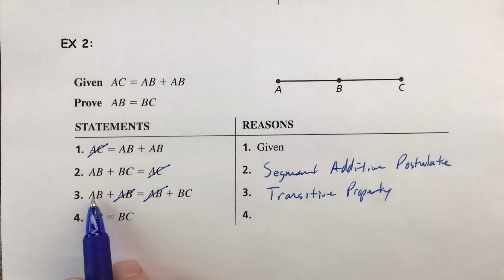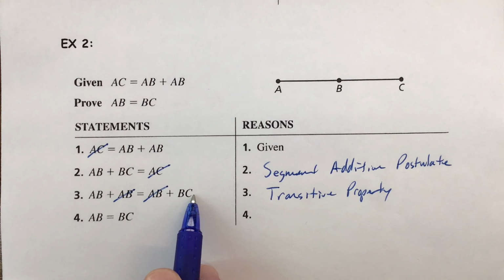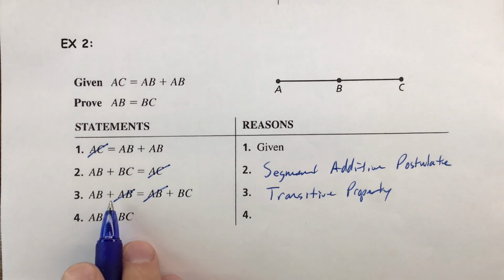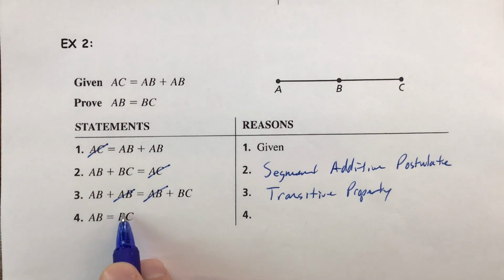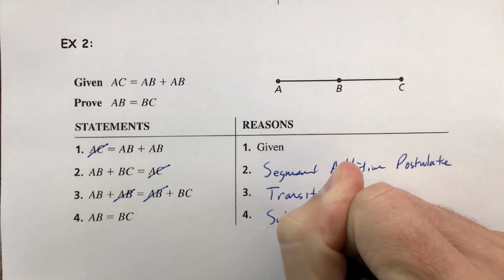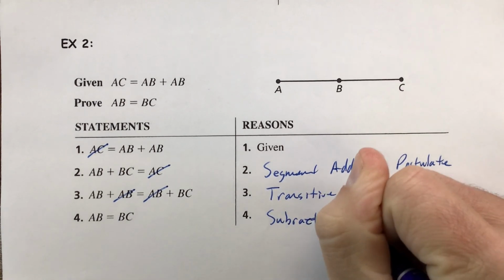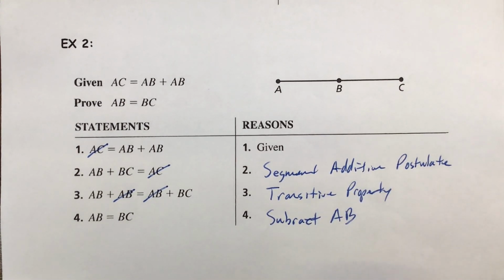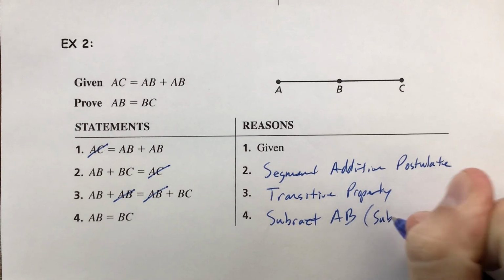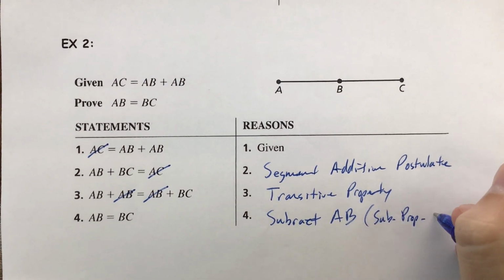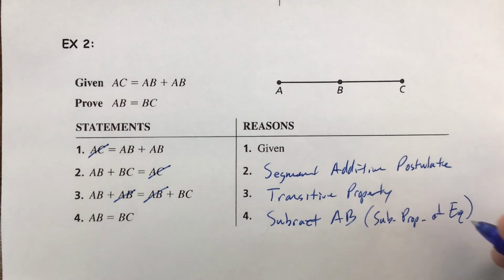Now recall that when we talk about AB without the line on it, we're talking about a number value, the distance from A to B. So all these are worth certain values. They're worth numbers. And that's also why you can have the plus and the equal signs between them. Okay, so how do we go from here to there? We subtract AB. You can also refer to that as the subtraction property of equality. But specifically what we did is we subtracted AB from each of the sides.